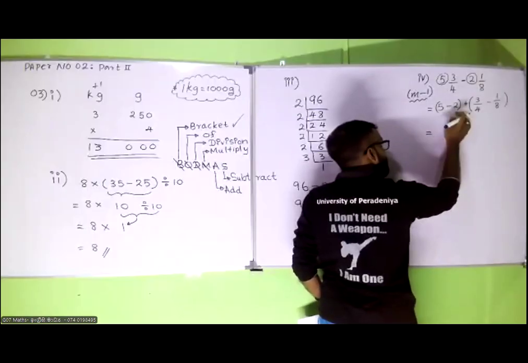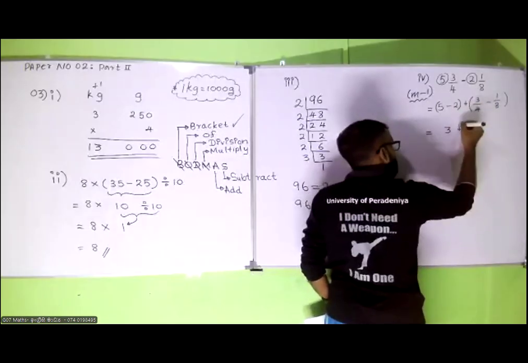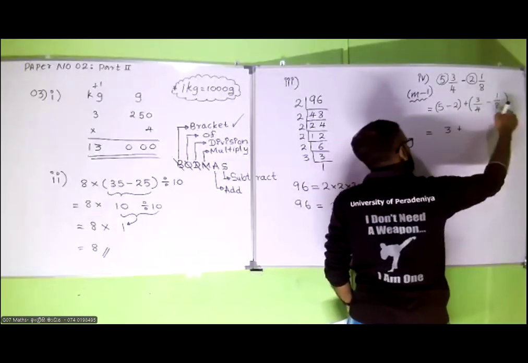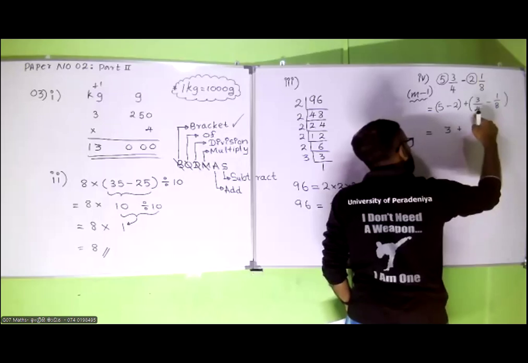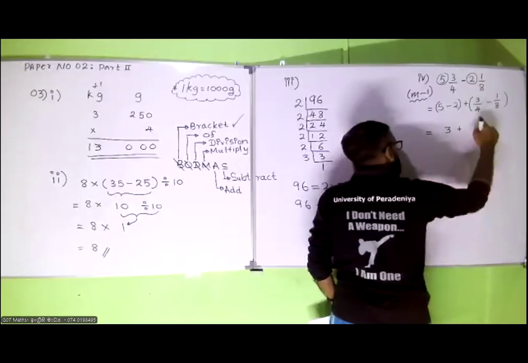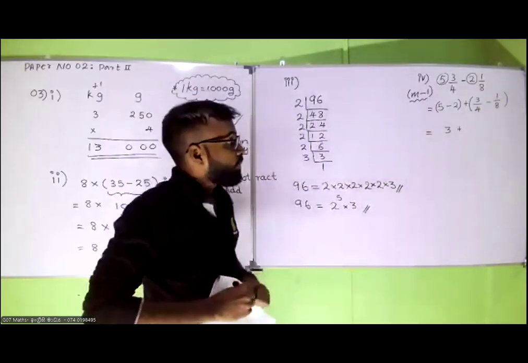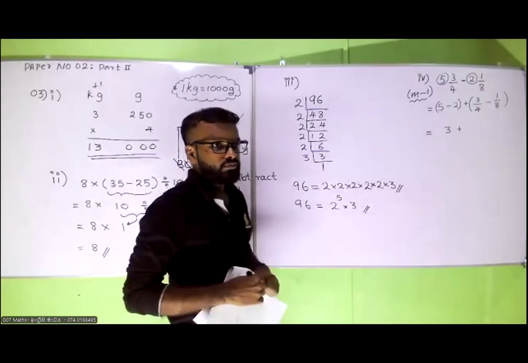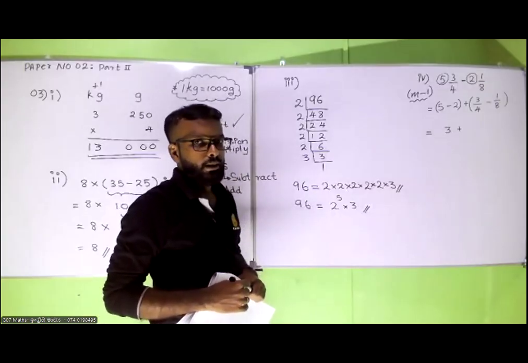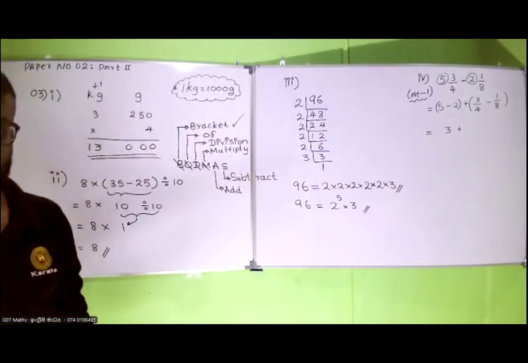5 minus 2, 3. Here we have plus. Now I have to simplify this one. Tell me how you are going to simplify these two fractions, 3 upon 4 and 1 upon 8.